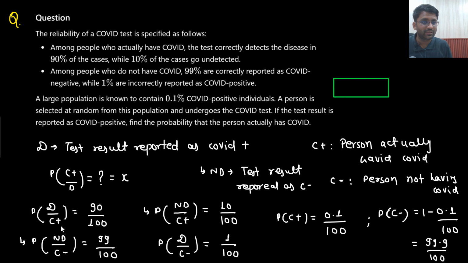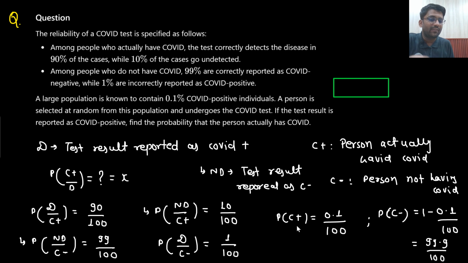And the guy who is COVID positive, and the report is saying that you are positive, that is 90% of the chance. Now if there is a guy who is actually COVID positive, but the report is saying that you are not COVID positive, that is 10% of the chance. And there is a guy who is actually COVID negative and the report is also saying that you are COVID negative, that is 99% of the chance.